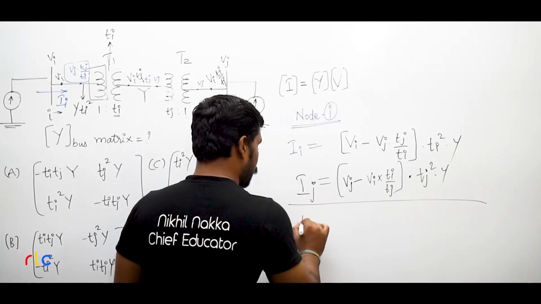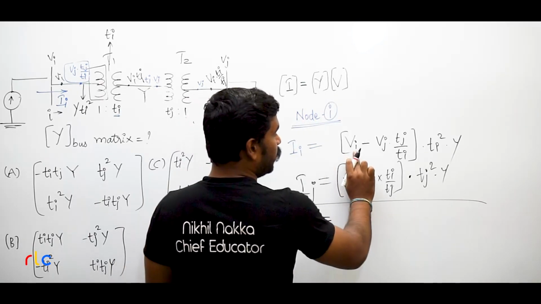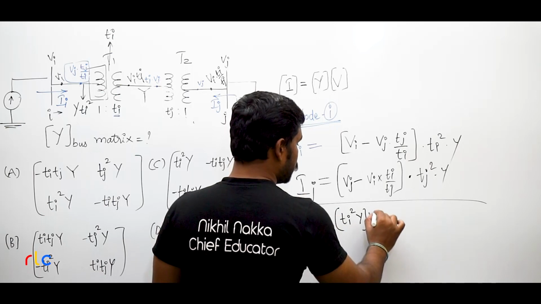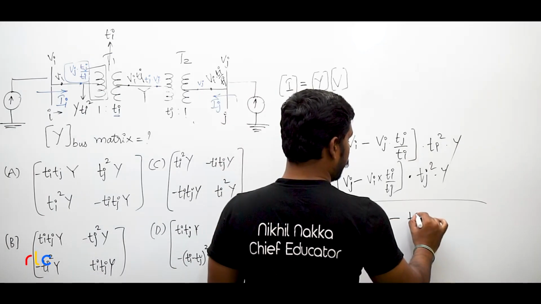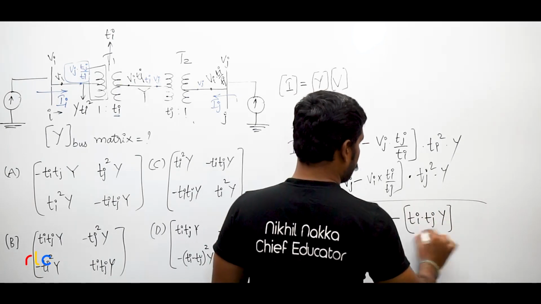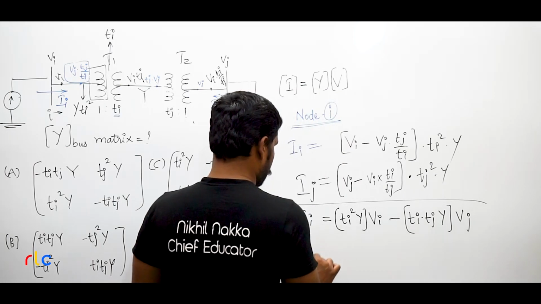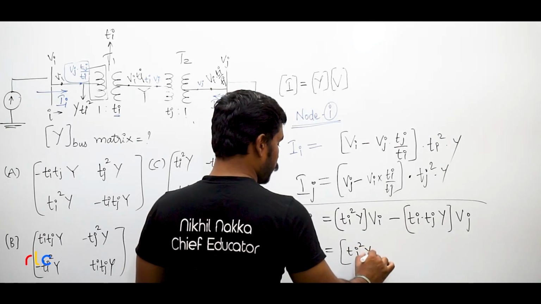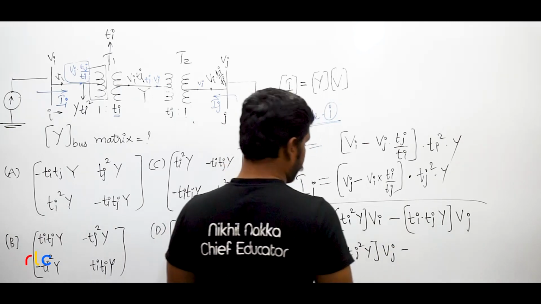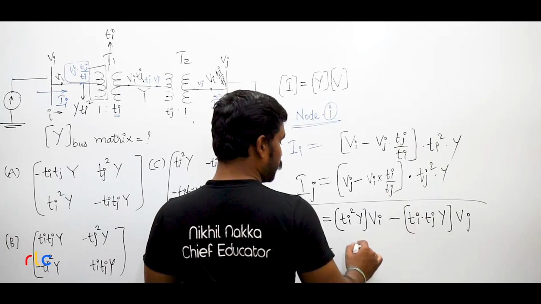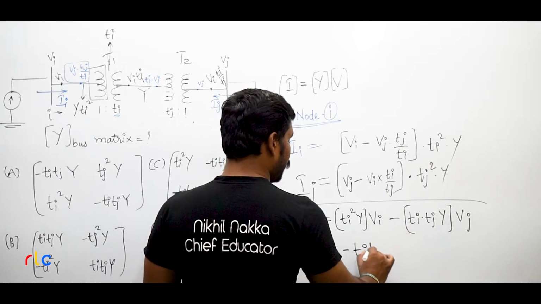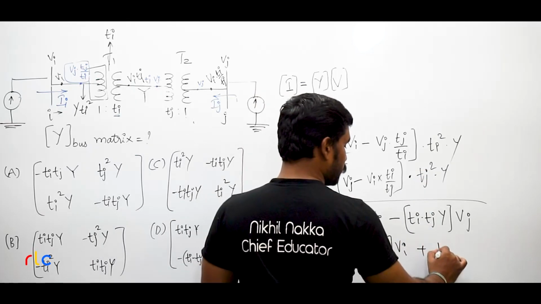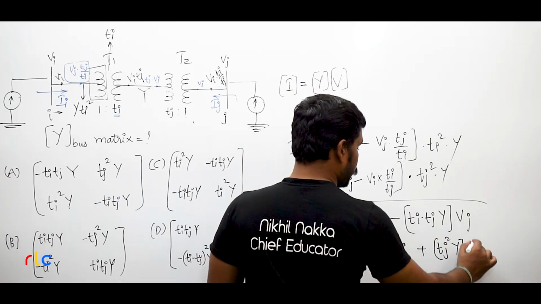So what will I get finally? I will get Ii is equal to Ti square y into voltage Vi minus Ti into Tj into y Vj. Ij is equal to what? I will write the Vi term first. So I will get minus Ti into Tj y into Vi plus Tj square into y into Vj.